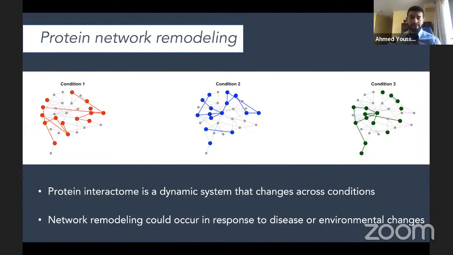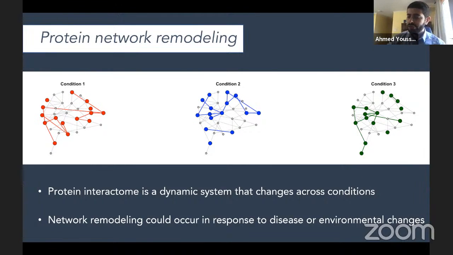Now, the particular aspect of these protein interactomes that I'm interested in studying is this idea of network remodeling. The premise here is that these interactomes are dynamic systems that can change across conditions. For example, in this toy data, you can imagine that in response to a disease or some kind of change in the organism's environment, the interactions that occur between the proteins could change in some way. They could be disrupted, you could have new interactions forming, and so on.